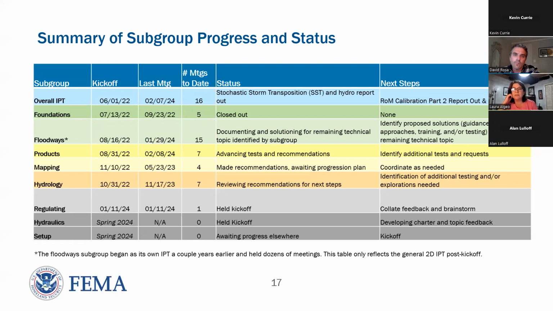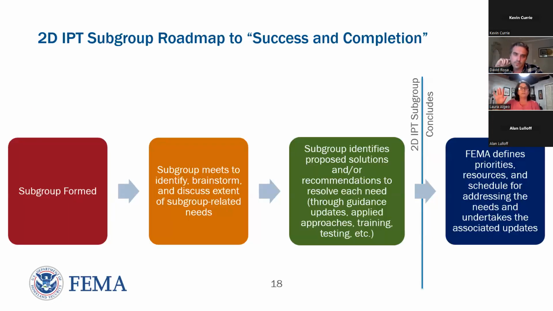Products is advancing some testing and recommendations. Mapping has made some recommendations and is awaiting a progression plan for how to move those forward. Hydrology is reviewing recommendations for next steps, and then regulating and hydraulics have just kicked off. So they're still collating some of the feedback from their groups, brainstorming, developing their charters, and getting feedback on the topics that they want to move forward with and the order in which they want to move them forward. And don't worry, we're going to go into all of these in much more detail. That's just the high level.